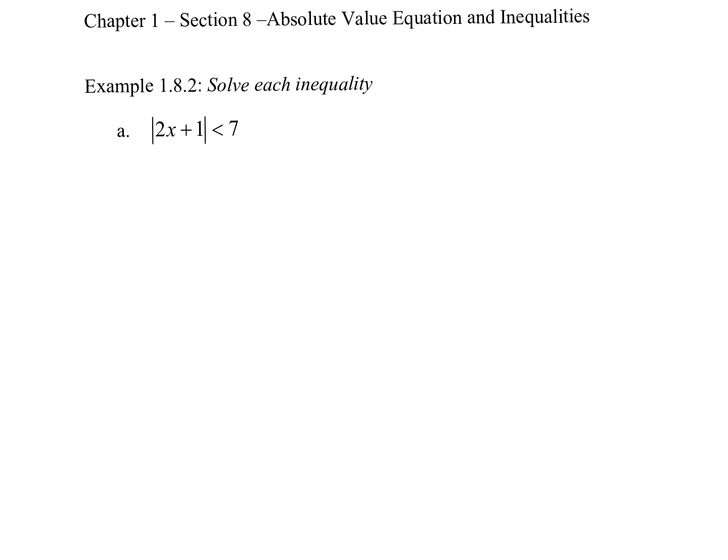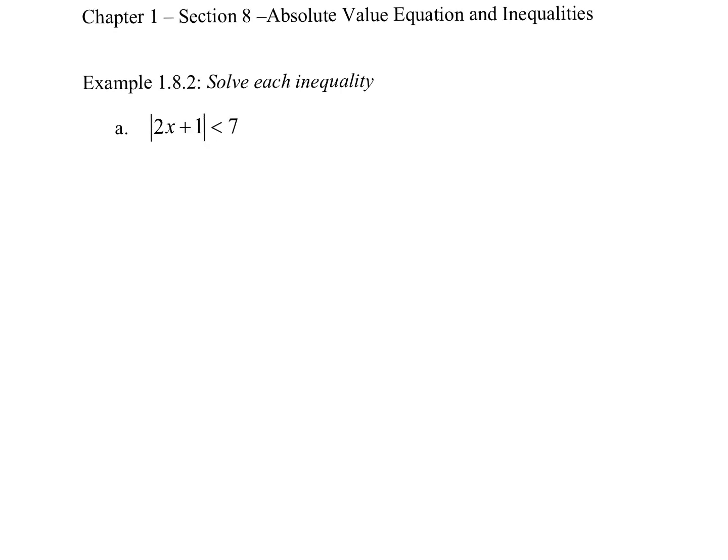Okay, so let's go to our first problem. Since I need 2x plus 1 to be less than 7, when you have that less than, you can solve this as what I was taught to call a Christmas tree. So here's the star at the top of my tree, and I have 2 branches. And in the middle is 2x plus 1.